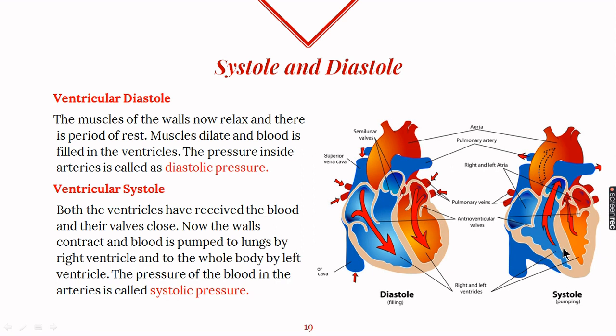After that, both the ventricles contract simultaneously, and this condition is called ventricular systole. At this point of time, the pressure inside the ventricles as well as inside the arteries is very high, called systolic pressure, which should be 120 millimeter of mercury. So the blood pressure that we measure, that is 120 by 80, is actually the systolic and the diastolic pressure of the contraction and expansion of the ventricles.